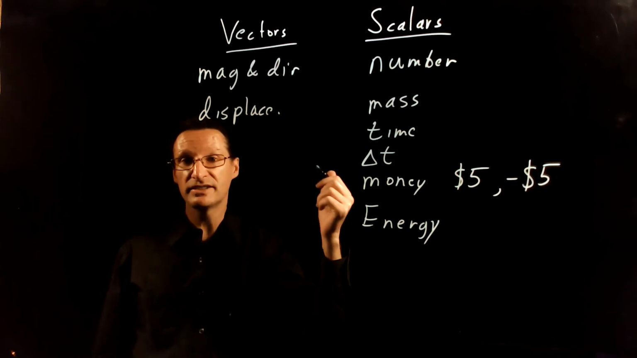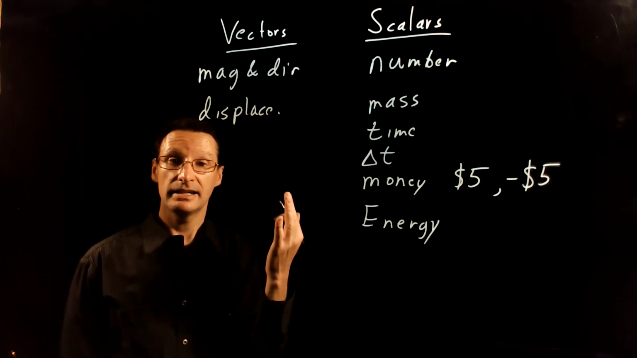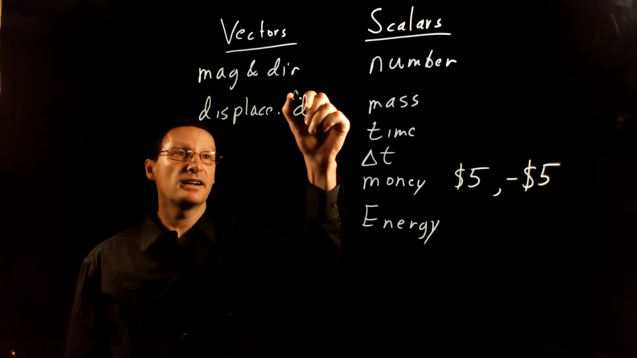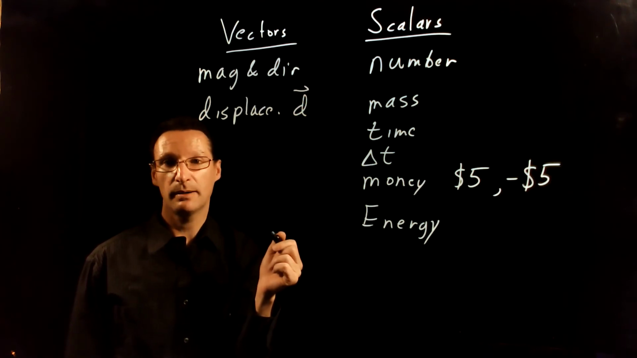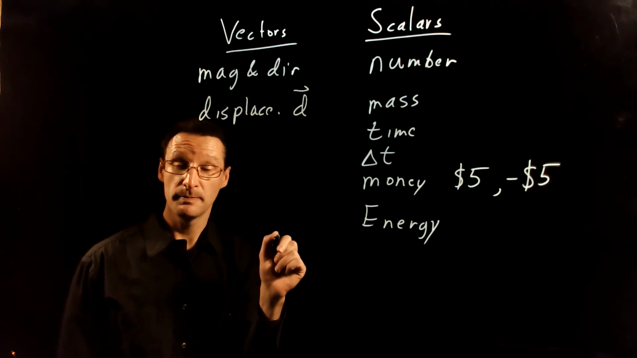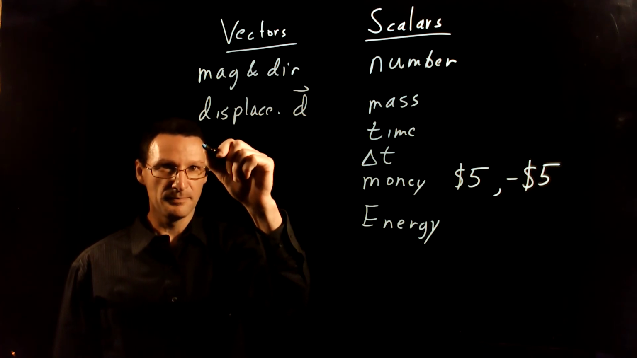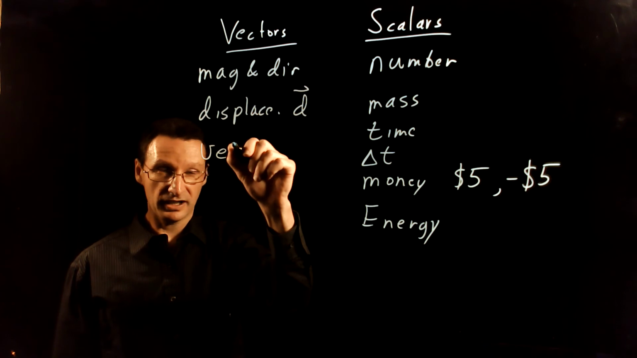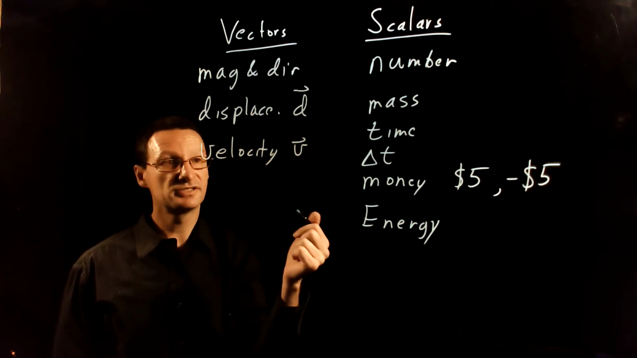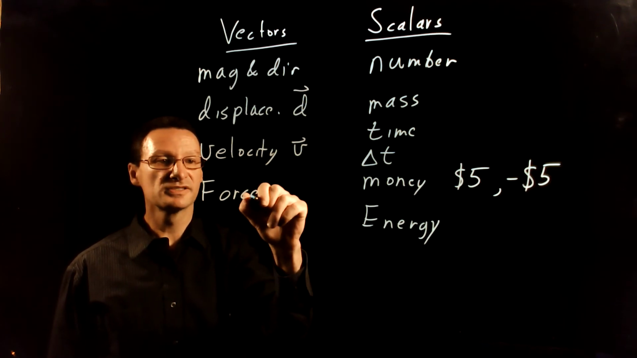To make it clear that we mean something to be a vector, we usually write the symbol with a little arrow on top. An alternative that some textbooks will use is they will make it bold. I can't easily make it bold here, so I'm going to use the arrow notation. Another common one that we'll talk about very soon is velocity, and we usually denote that with a little v. Another one that we're going to talk about soon is force.